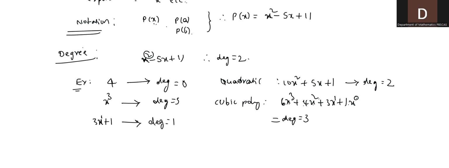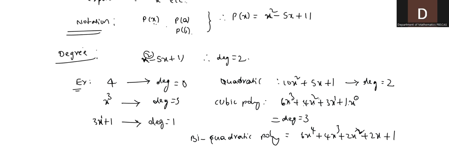And biquadratic polynomial. Biquadratic polynomial means 6x power 4 plus 4x cube plus 2x square plus 2x plus 1. In the biquadratic polynomial, the highest power is 4. Therefore, degree is equal to 4. So, these are the examples of degree. Okay. And the next, terms.